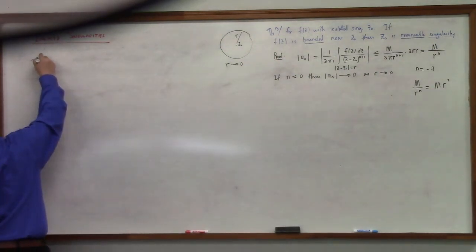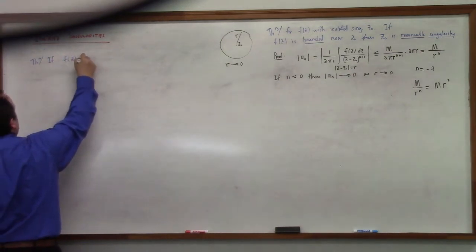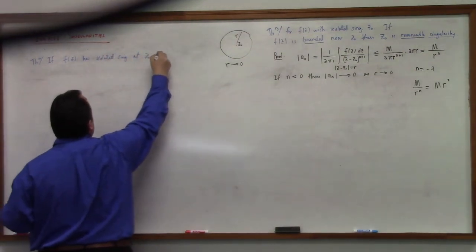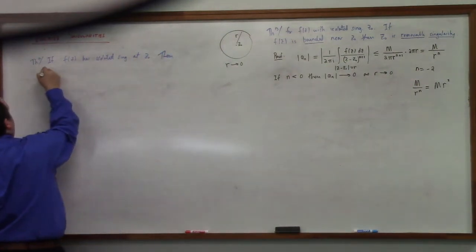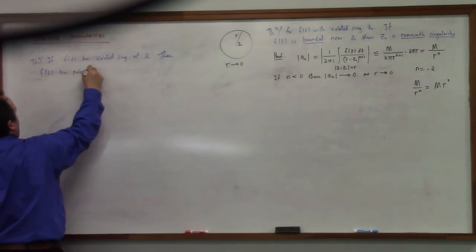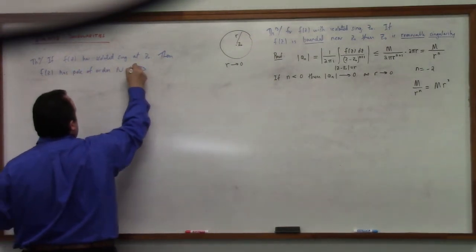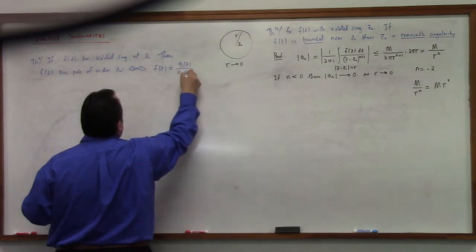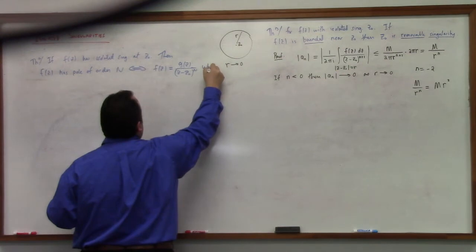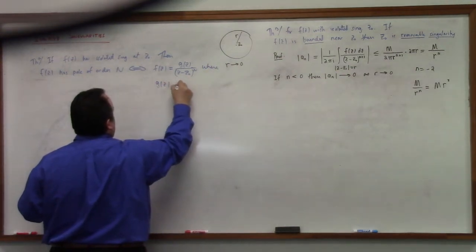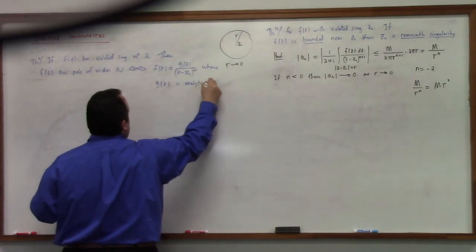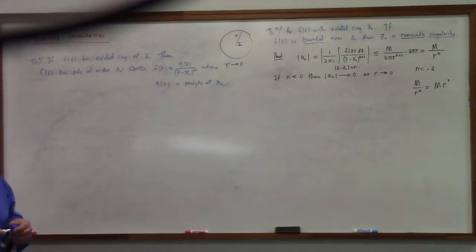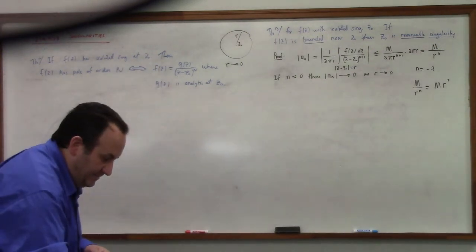Theorem: if f of z has an isolated singularity at z naught, then f of z has a pole of order n if and only if f of z is equal to g of z over z minus z naught to the n, where g of z is analytic at z naught. So this is one theorem we have to characterize a pole of order n.